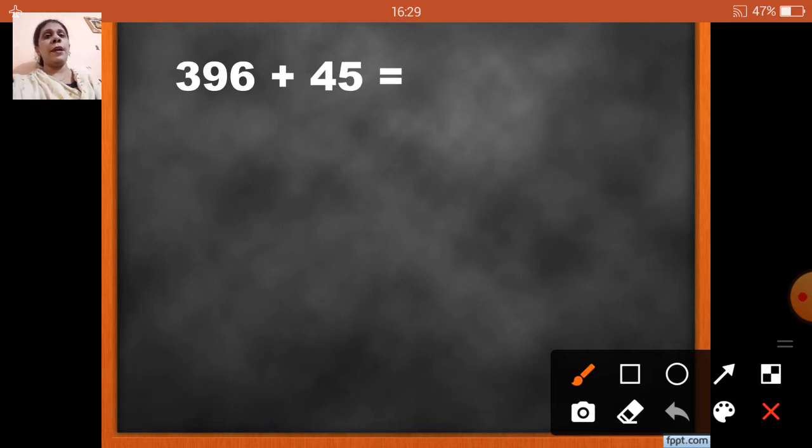Now, children, what you are going to do is add units with units, tens with tens and hundreds with hundreds. The numbers in the units place are 6 and 5. So, we are going to add 6 plus 5. Let us count and see what answer we get: 7, 8, 9, 10 and 11. We get our answer 11. So, we are going to write our 1 here and carry over 1 here. You have to keep the carry over number in your mind, but here, for example, I am showing you.